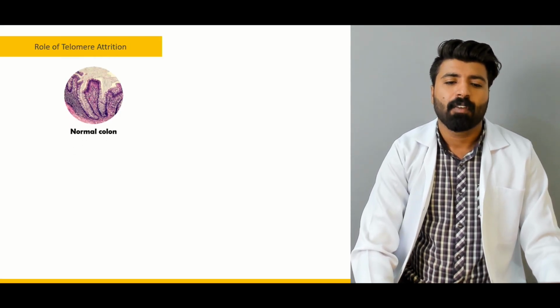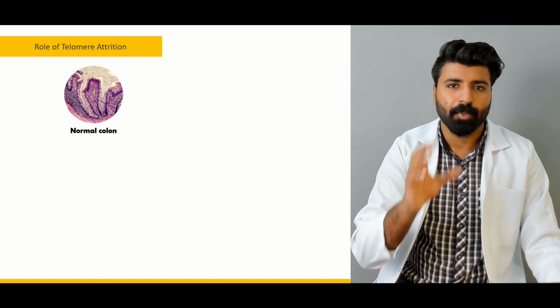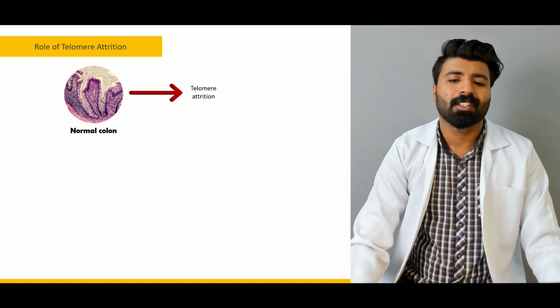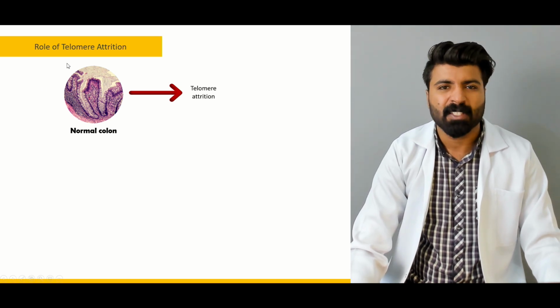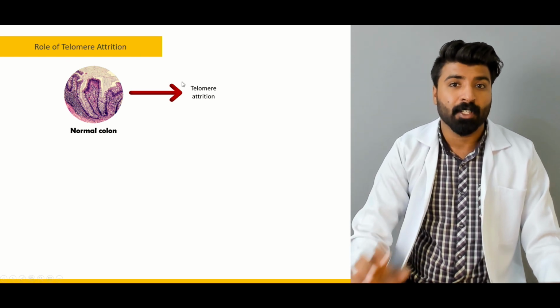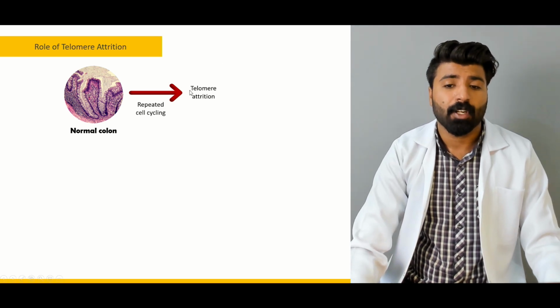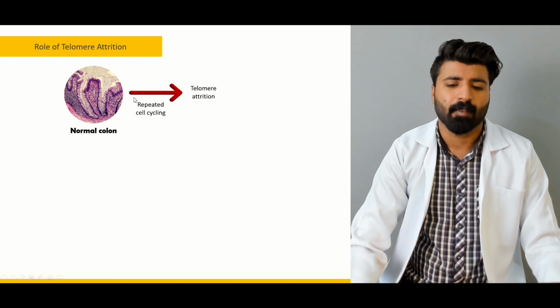Next, we have the role of telomere attrition. What is the role of telomere attrition? This includes colorectal carcinoma, so you have to be very thorough about how it develops. This is a normal colon, working at its best capacity, doing its normal functions. When telomere attrition happens, meaning telomere destruction happens, what happens? Telomere attrition doesn't happen overnight. It happens because of repeated cell cycling.